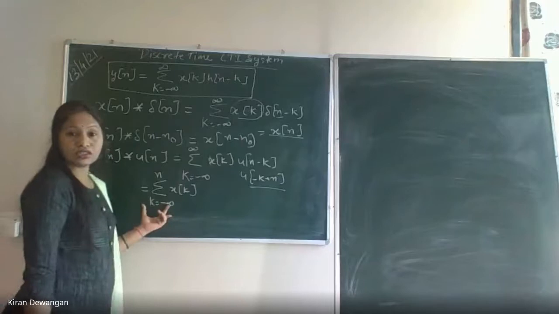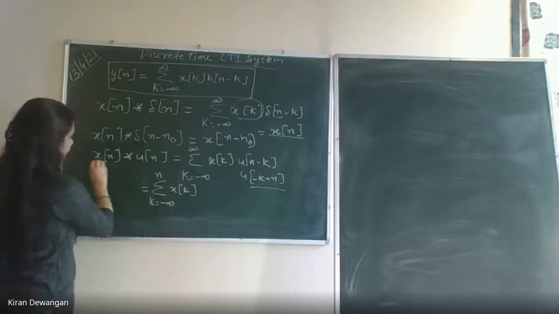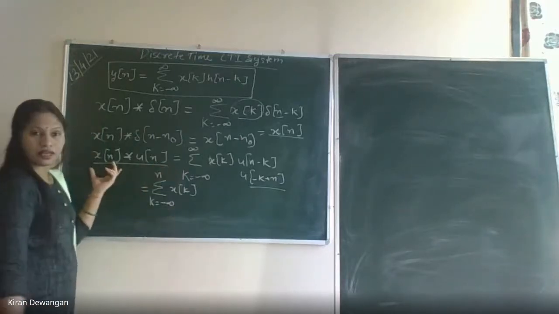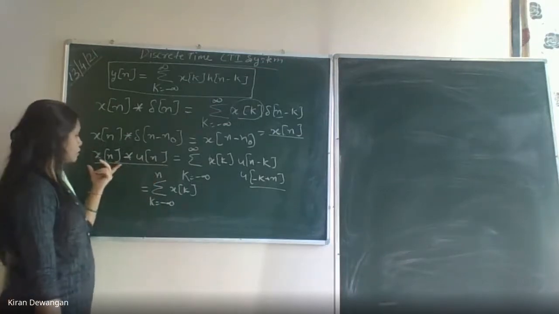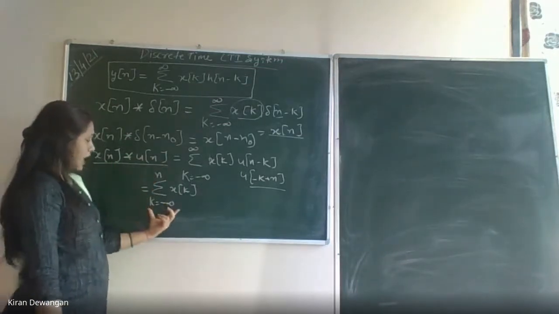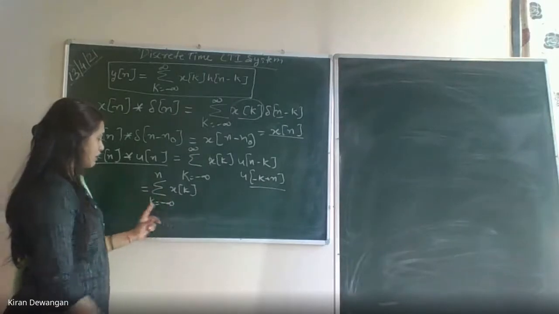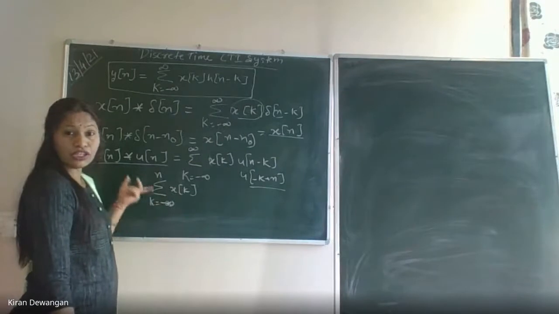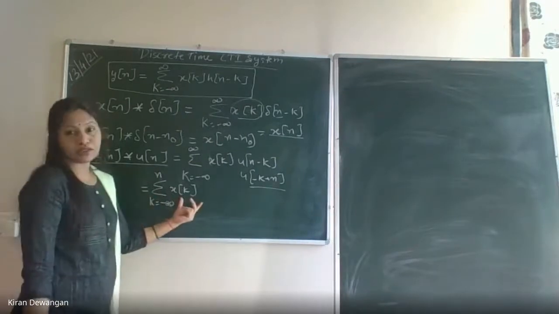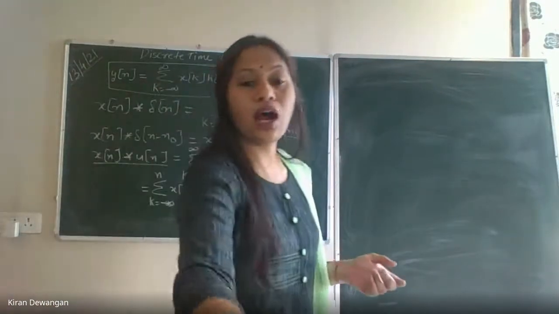So this value will be, if we are convoluting x of n and u of n, the answer will be summation. It will be minus infinity to n of x of k. So that is how we'll write.